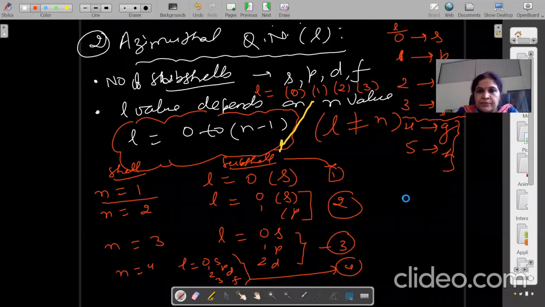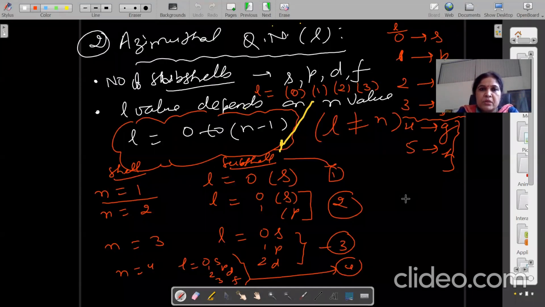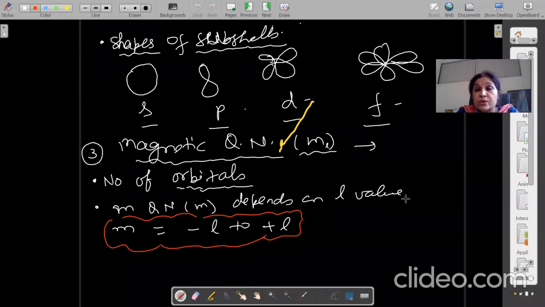Now the next is, okay, so this is the azimuthal quantum number. The azimuthal quantum number also gives the information about the shape of subshells. What is the shape of s? Spherical. p, dumbbell. d, double dumbbell. f, 6 lobes are present.